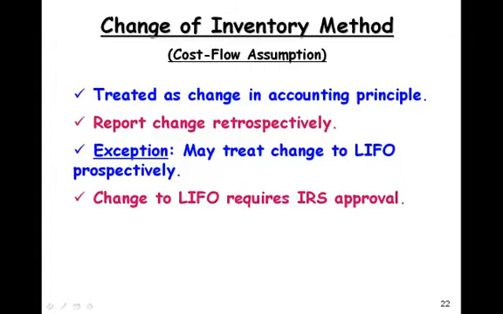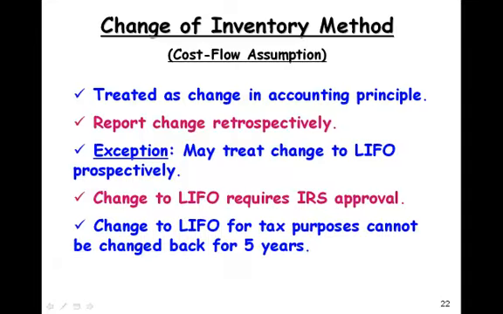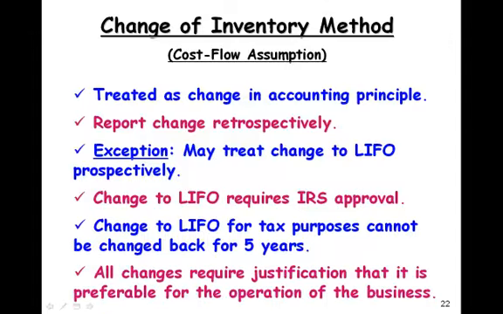In addition, a change to LIFO requires IRS approval. A change to LIFO for tax purposes cannot be changed back for 5 years. And don't forget that any change in an accounting principle for accounting and reporting purposes requires a justification that the change is preferable for the operation of the business. In other words, businesses are not permitted to change back and forth arbitrarily without justification.